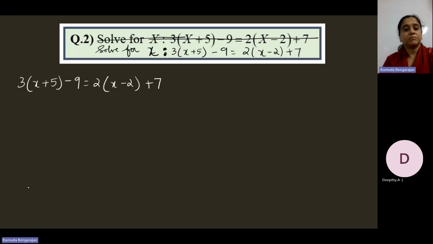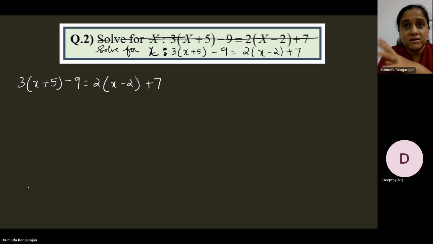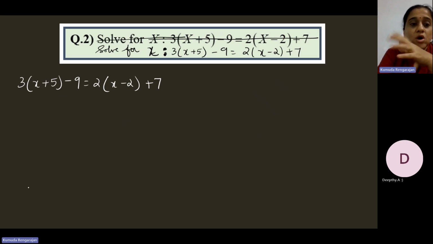This is different. Both the left hand side and the right hand side have the variable x. Can you see here? On the left hand side, you have the variable x. On the right hand side also, you have the variable x. So this is where we have to simplify both the left hand side and the right hand side. So what you have to do is open the brackets here. How to open the brackets? 3 into x. What is 3 into x?